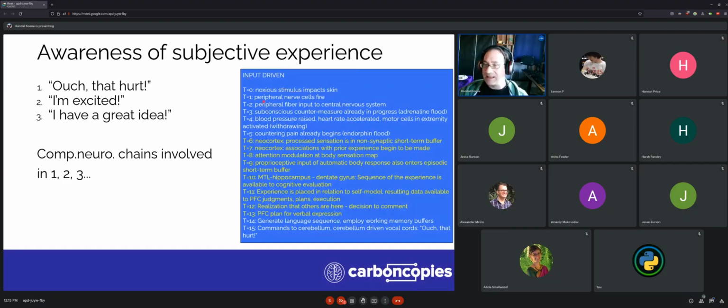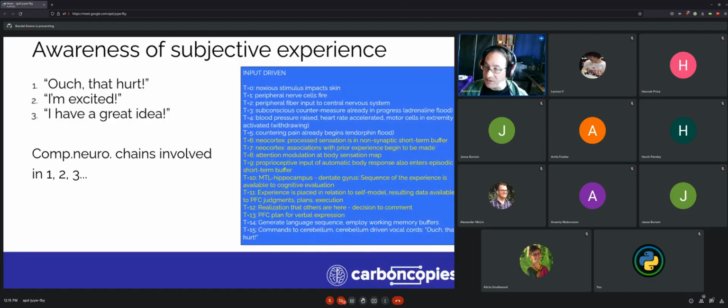This is my model of what might be going on, and there's no real evidence here that this is exactly what's going on. It's an example using everything we know before about the memory buffers that are involved, about the necessity for such memory buffers, about the different parts of the brain that are involved, and all of that. And I'm just using that to try to come up with a plausible scenario of what's happening in these cases. So the input-driven one: some noxious stimulus impacts the skin. Noxious here just means something that will inflict pain.